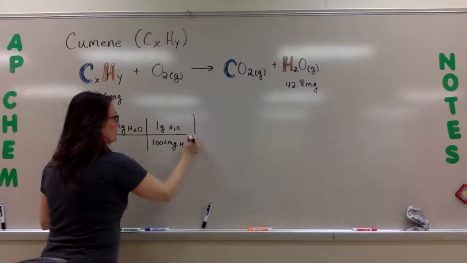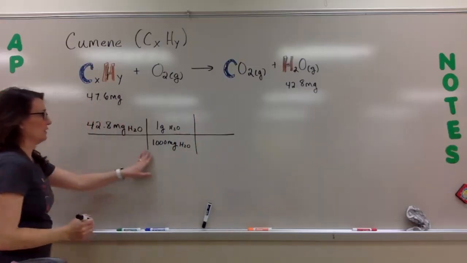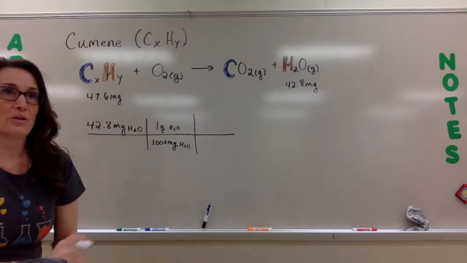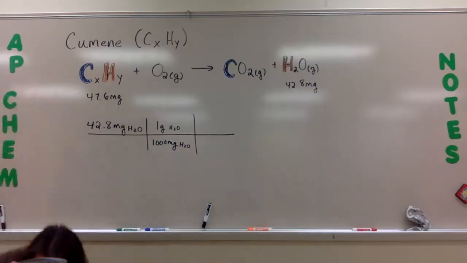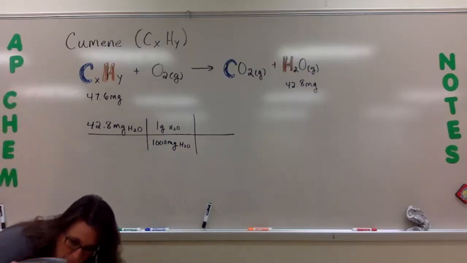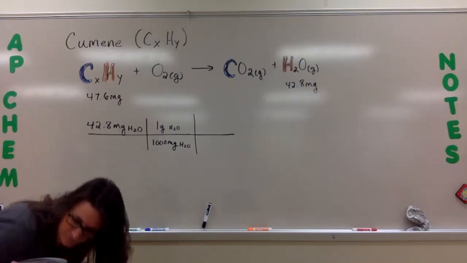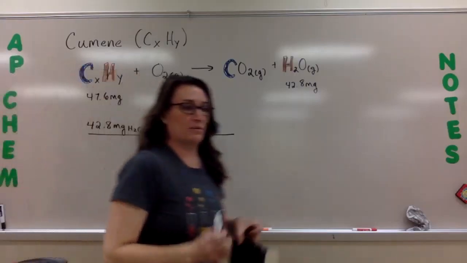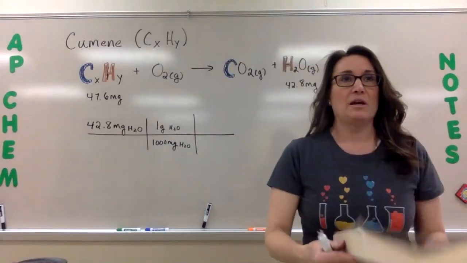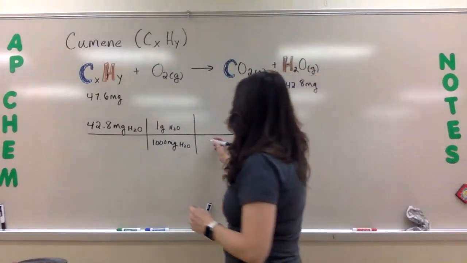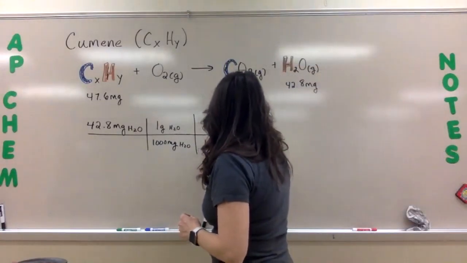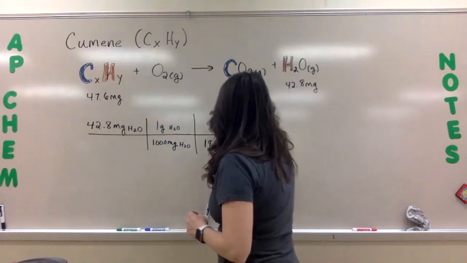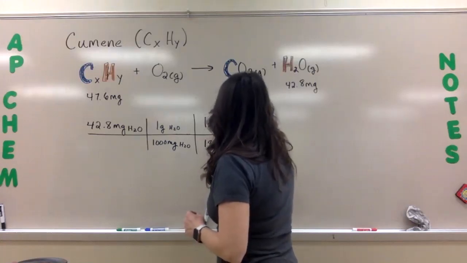This is where you let the stoichiometry kind of guide your way. What do you think we should do next? Yeah, we can say that for every 18 grams of water, there's 1 mole of water. Are we okay with that?